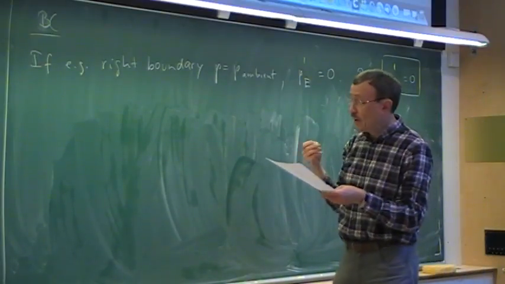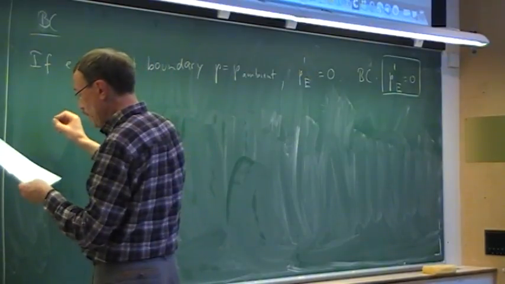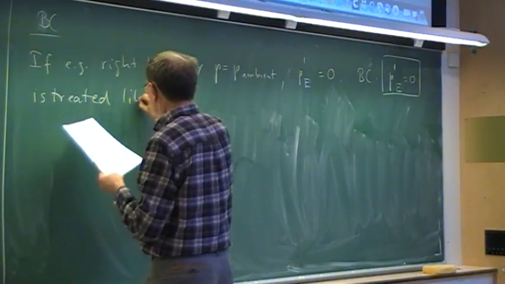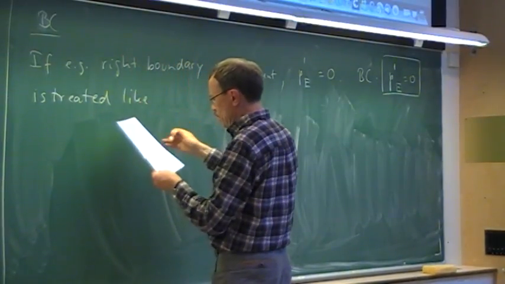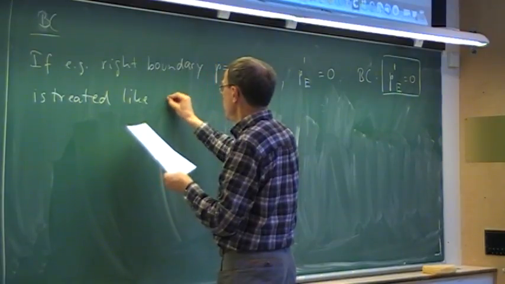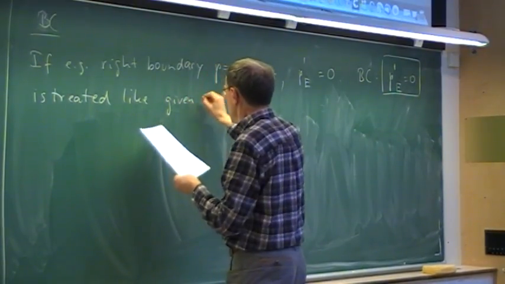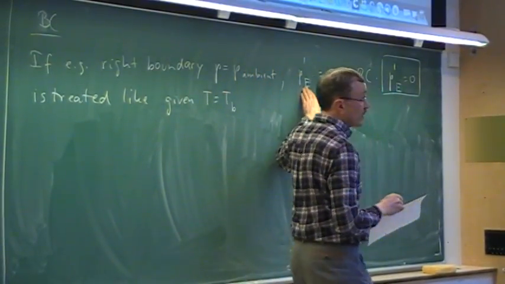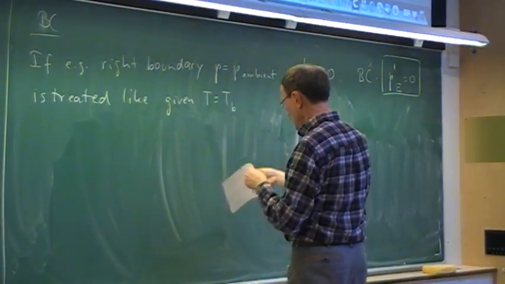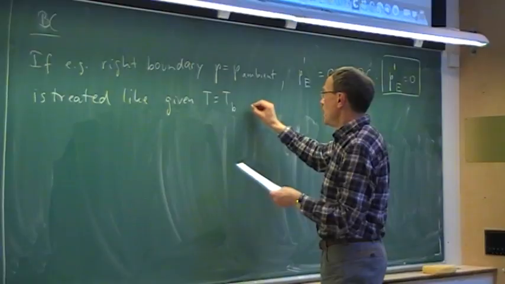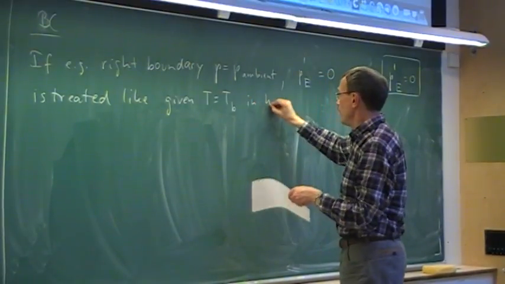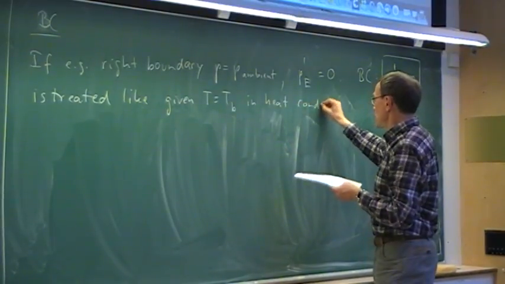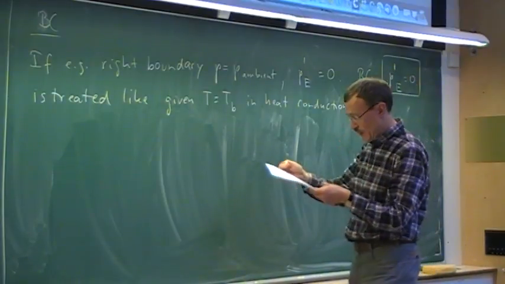So we can use that as a boundary condition, and that is treated like a given temperature, T equal TB. You can also take this at the boundary, that doesn't matter. Then it would exactly correspond to what we have discussed before in the heat equation. In heat conduction, when we discussed the energy equation, we had something similar.